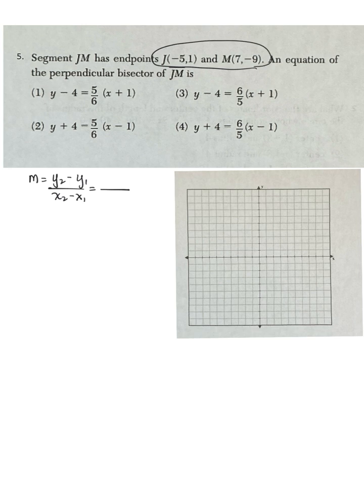All right, so now you have to put the y's on the top, but it doesn't matter what you make x1 and y1 and all of that. So I'm going to make this x1, so then obviously that's going to be y1. And this is x2, and then this has to be y2. Okay, so if I put that in the formula, I'm going to do negative 9 minus 1 over 7 minus negative 5.